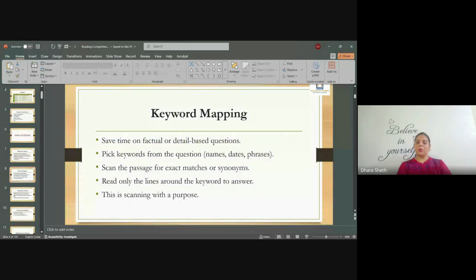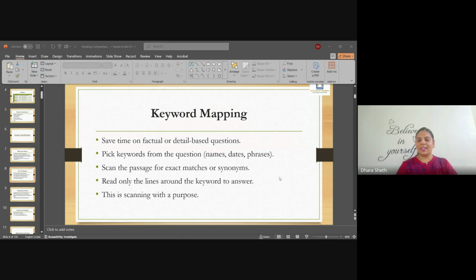Okay. Another way to approach this is keyword mapping. When you have factual or detail-based questions, like 4 names are given and the question asks which one of these has to be the answer, pick keywords from the question like names, dates, phrases, scan the passage for exact matches, and then read the sentence before and after that, after all those 4 names. So you will be able to find your answer, reading only the lines around the keyword. This is called scanning with a purpose.